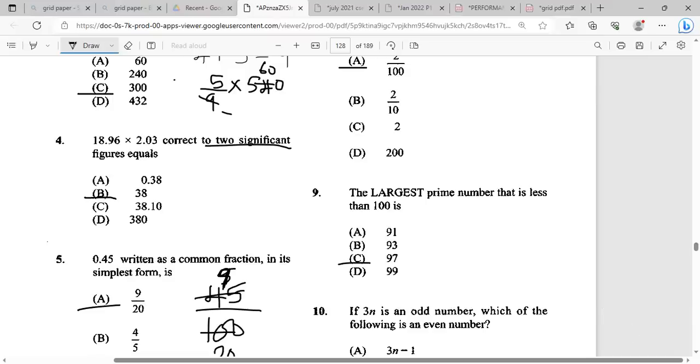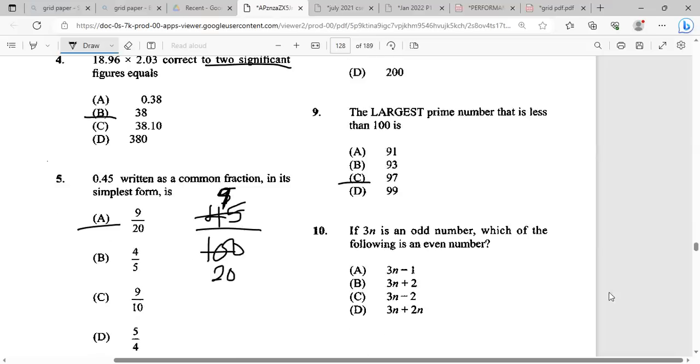All right, let's look at number 10. If 3n is an odd number, which of the following is even? Say you start with odd, then you have even, then a next odd, and so on. The fact that 3n is odd means that if you subtract one or add one, you are going to get an even.